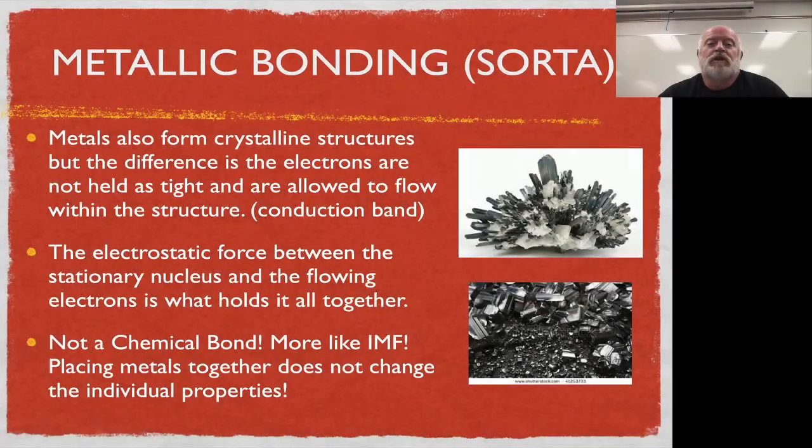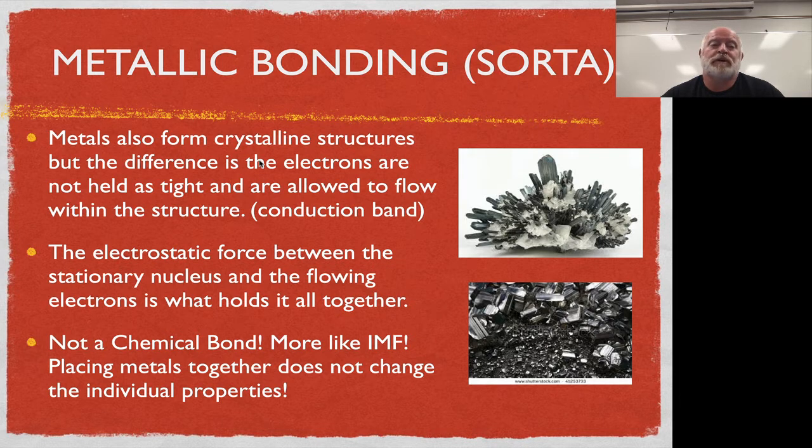All right, in this video, we're going to talk about metallic bonding, and we use the word "sorta" here because when metals interact with each other, they really don't undergo any chemical bonds. But we still want to call it metallic bonding because we are talking about that interaction between one atom of a metal to the other atoms of those metals, okay?